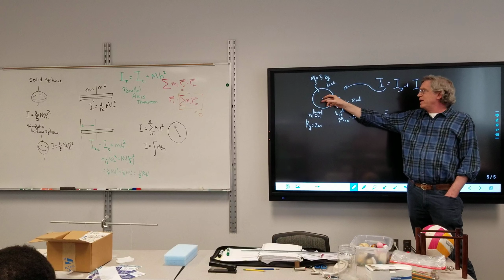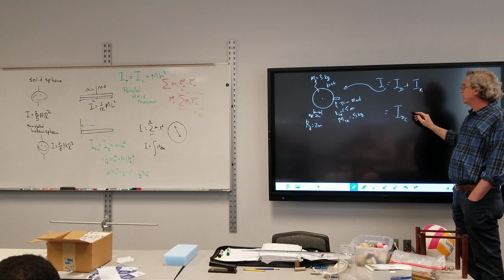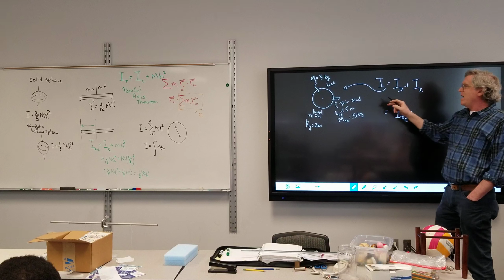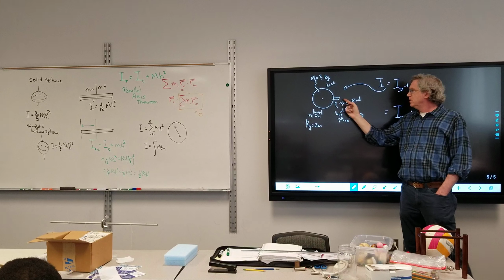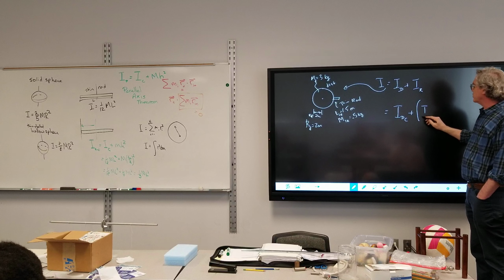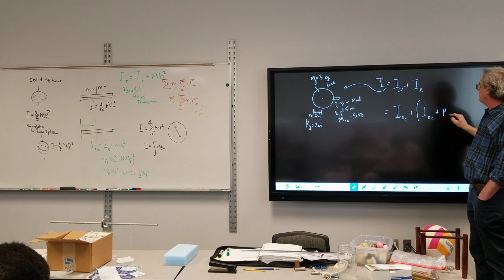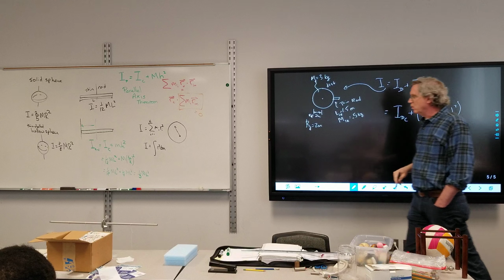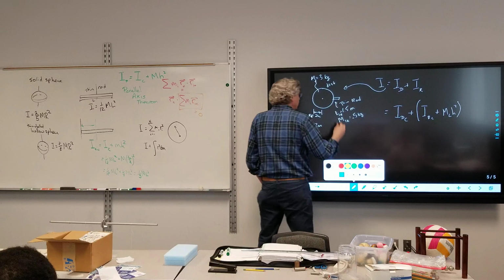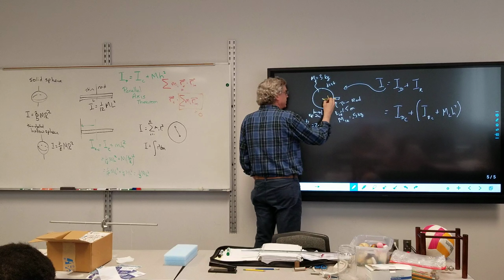The disk is spinning about its center of mass, so that's just going to be the moment of inertia of the disk about its center of mass. The rod is not rotating about its center of mass. The rod's out here. So this is going to be the moment of inertia of the rod about its center of mass plus the mass of the rod, h squared, where h is from the center of mass of the rod to here. That is h.